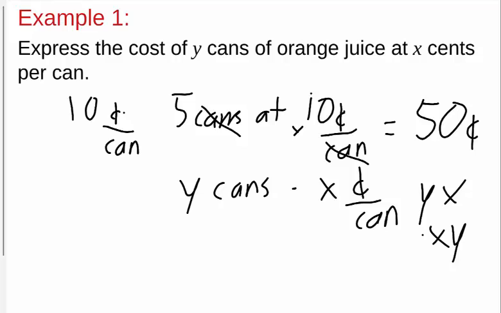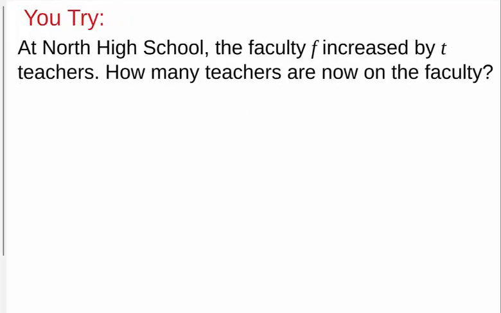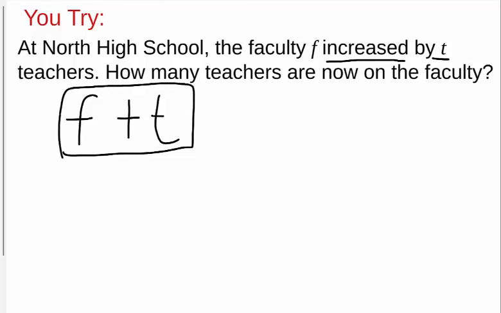So now I want you to try. It says at North High School, the faculty F increased by T teachers. How many teachers are now in the faculty? Pause the video. See if you can figure this one out. All right, I'm sure you've come back. You've tried this. So we have the faculty. The faculty is F. It increased. So increase is added. So it increased plus. And how many did it increase by? T. So F plus T. That's it. F plus T. That's how many teachers are now on the faculty.